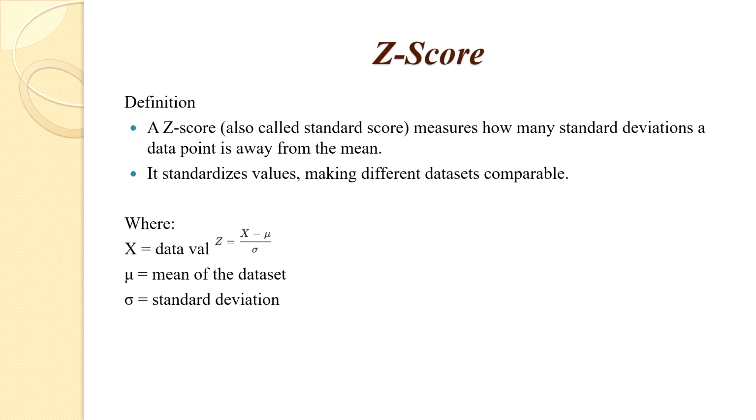So Z-score. What is Z-score? It is a statistical measurement of a score's relationship to the mean in a group of scores. How do we define the Z-score? The Z-score is also called the standard score. It measures how many standard deviations a data point is away from the mean. It standardizes the values, making different data sets comparable. Here we are using one formula, Z is equal to X minus mu divided by sigma. Here X denotes the data variable, mu denotes the mean of the data set, and sigma denotes the standard deviation.